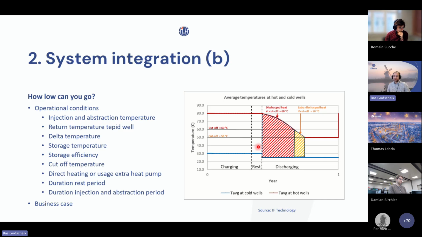Now, these kinds of parameters are very important in the modeling we do for a project, and have a very big impact on the economic benefits of a system. Therefore, it's recommended to start this process in the early stage of a project to have a feeling for how you can use the ATES system within a source and an end user of heat.